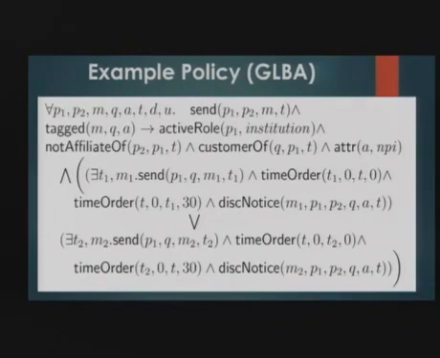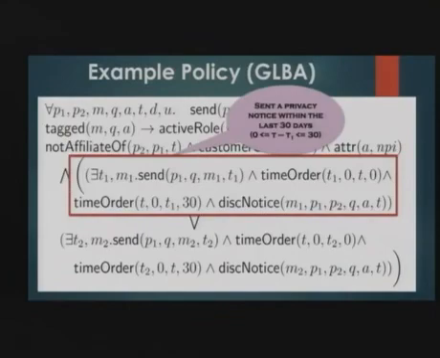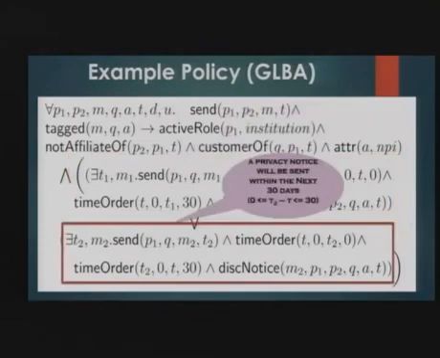This implies that P1 is a financial organization, and P2 is not an affiliate of P1 at time T. Q is a customer, and the attribute is non-public information, right? And the next part says a privacy notice has been sent within the last 30 days, or a privacy notice will be sent within the next 30 days, so in the future. That's what the regulation looks like in the logic. Hopefully that's the end of the logic part. You're not going to see a lot about this anymore.